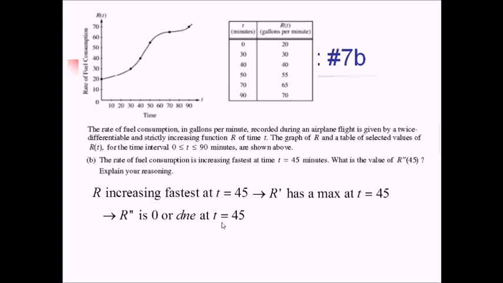The key at this point in the problem is reading the problem again and seeing that they tell us this function r of t is twice differentiable. Well, what does that mean? It means that you can take the derivative of r everywhere, so r prime exists everywhere. It also means that the derivative of r prime, namely r double prime, must exist everywhere. So r double prime can't be DNE. It's got to be 0 because it's defined everywhere. So for that reason, r double prime of 45 is 0.